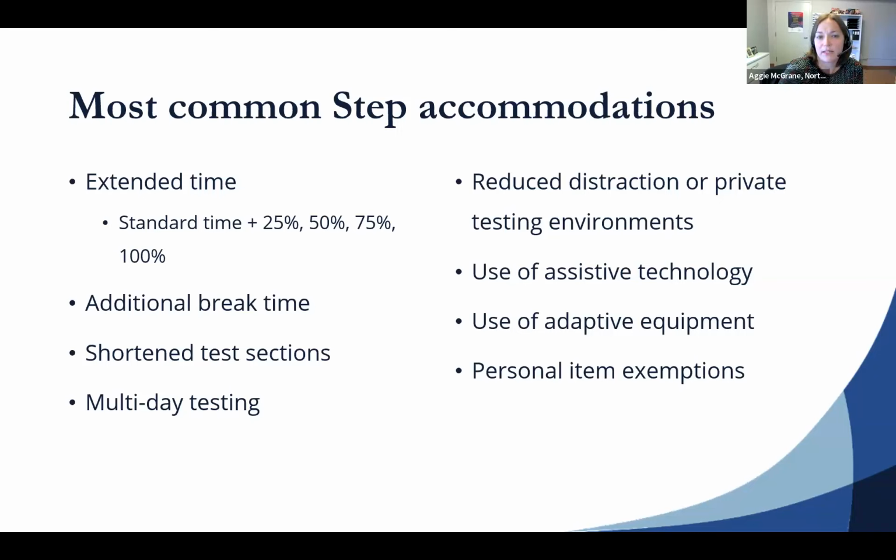Although Prometric spaces are ideally designed to be a lower distraction environment, students can also request testing in a private room. Students can also request use of assistive technology for their exams. Examples of commonly utilized assistive technology for Step include speech-to-text or screen magnifying software such as ZoomText. Specific requests for assistive technology should demonstrate a proficiency in using the technology and include how long the student has used that particular technology.